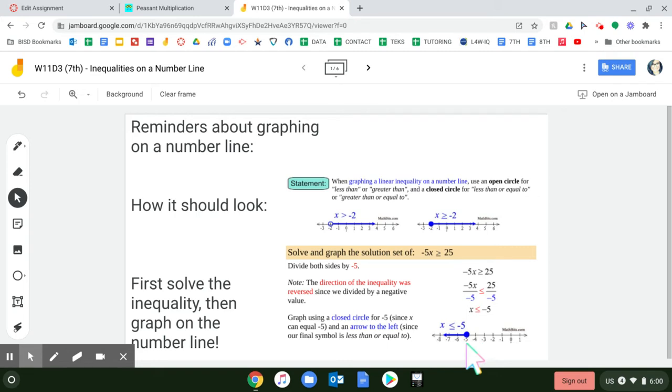So we would find -5 on the number line. We put a circle on it, close it in because it can be equal to that, but it's also less than -5.